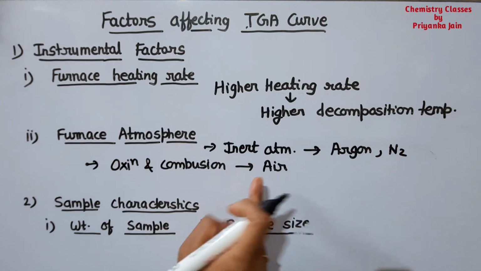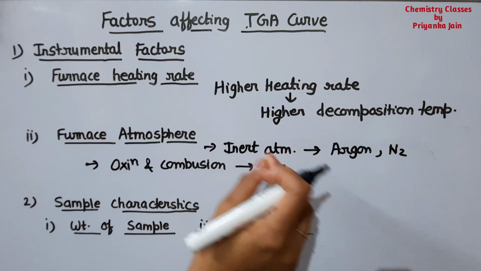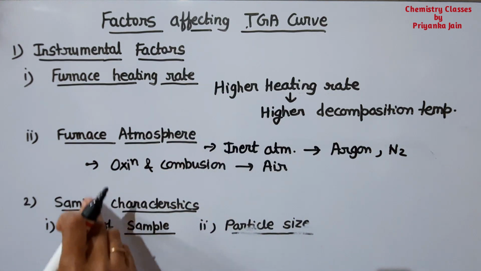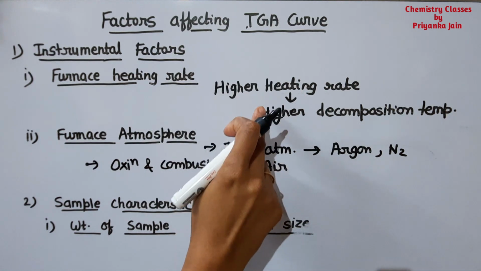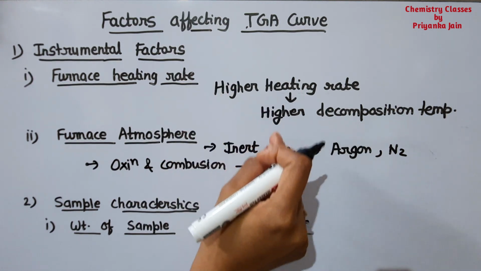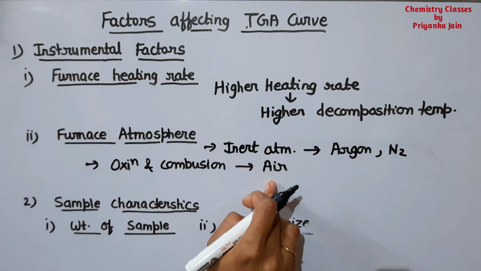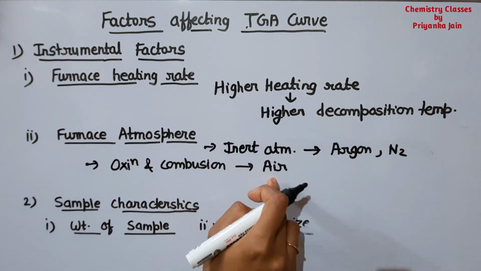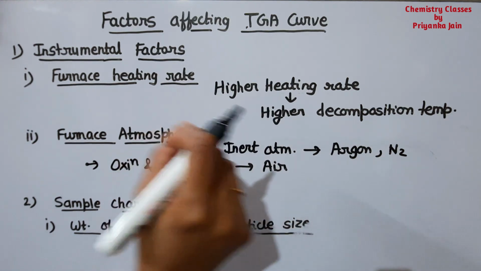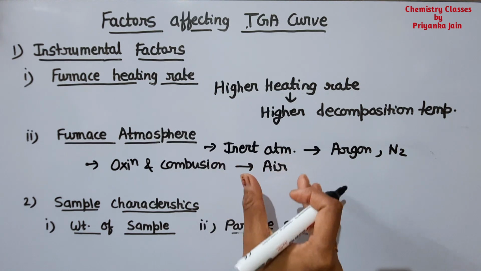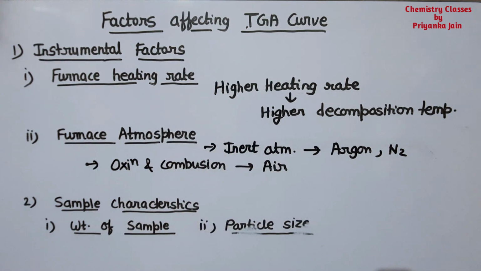Now one thing you should note, whenever we are taking the inert atmosphere, then there will be little interaction between the sample and the atmosphere. So the heating rate will be lower and lower will be the decomposition temperature. But when we are taking the dynamic atmosphere of air, then there will be interaction between the sample and the atmosphere. So heating rate will be higher and decomposition temperature will also be higher. This thing you should note here.